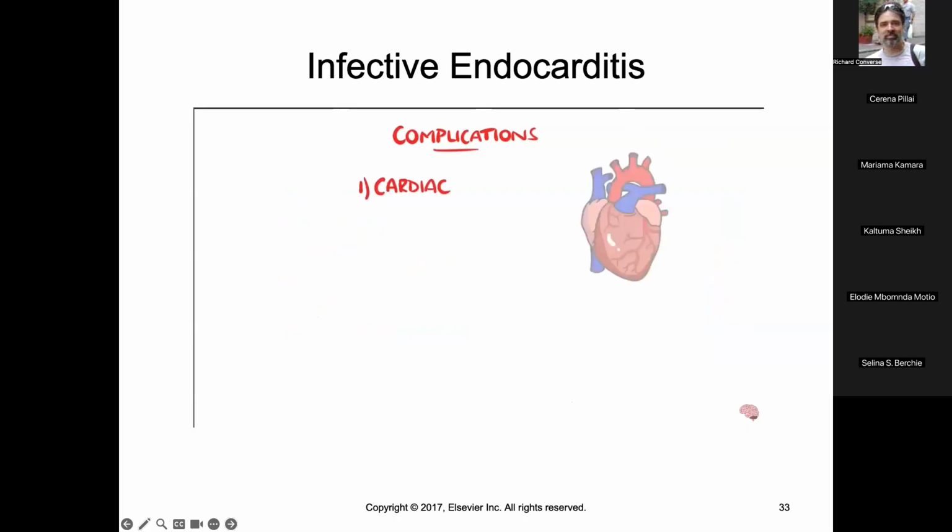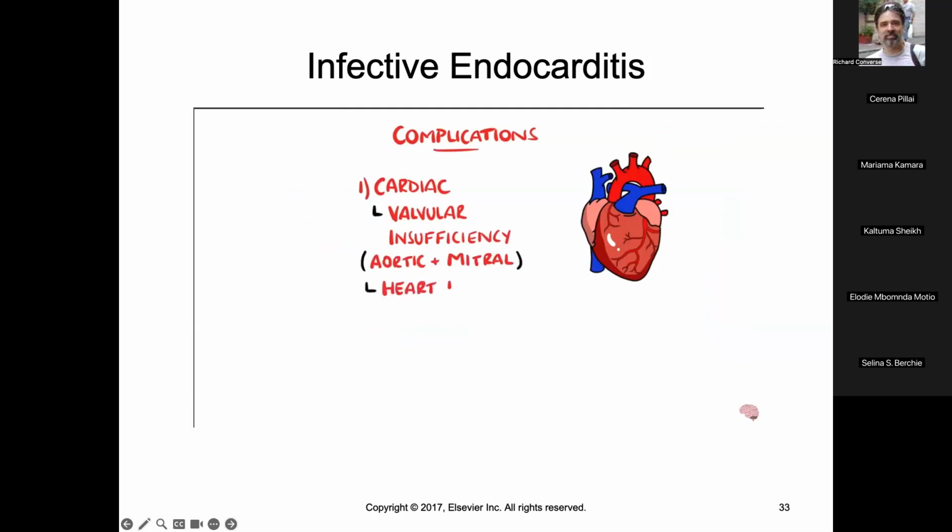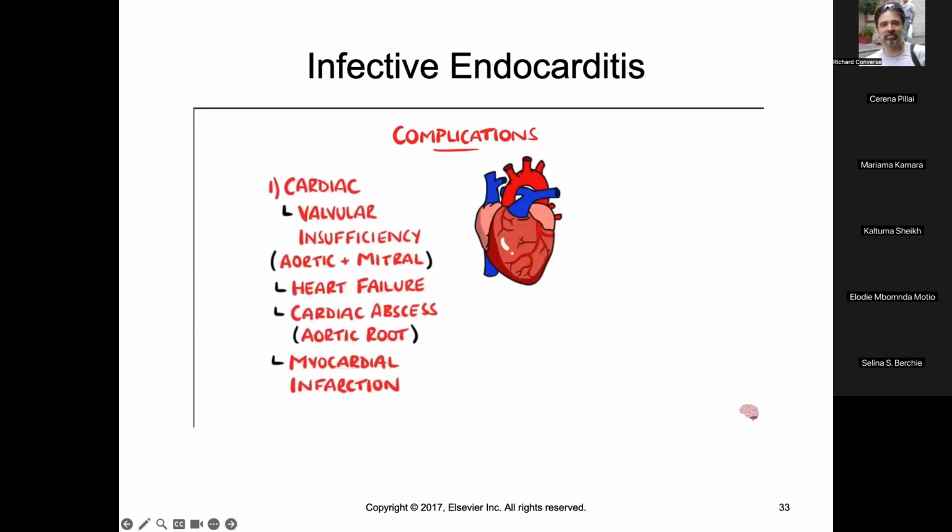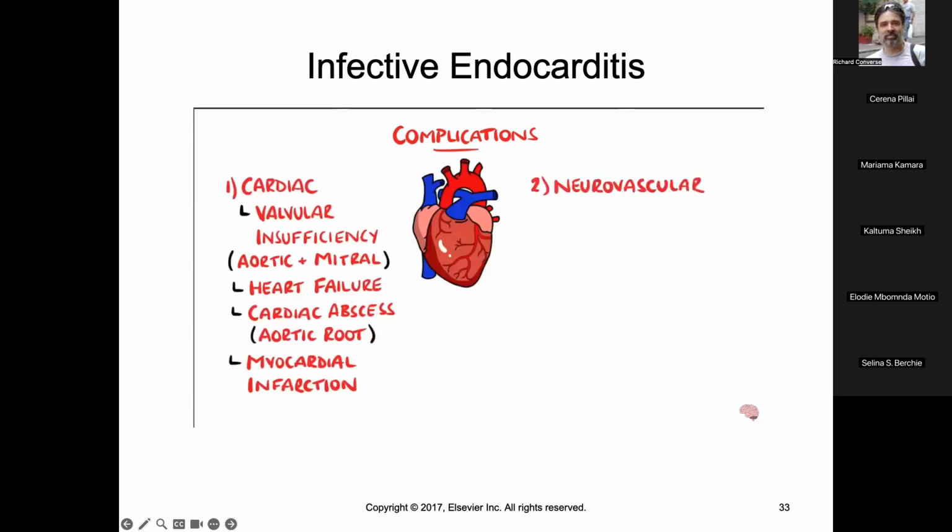Cardiac complications include valvular insufficiency, most commonly the aortic and mitral valves, and less commonly the tricuspid valve. Ultimately, this can lead to the development of heart failure. Cardiac abscesses can also form, most commonly in the aortic root, and emboli may travel down the coronary arteries and generate a myocardial infarction.